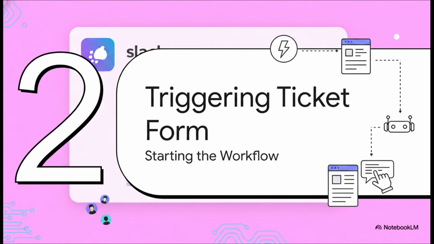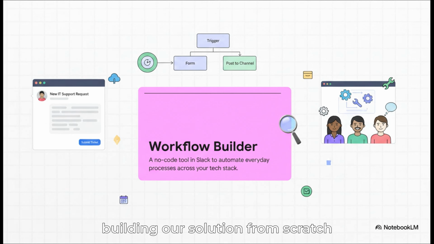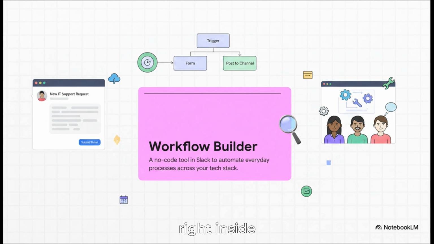Section 2. Triggering the ticket form. All right, so this is where we actually start building our solution from scratch, right inside Slack's native interface. We're going to give your users a super clear, structured way to ask for help.